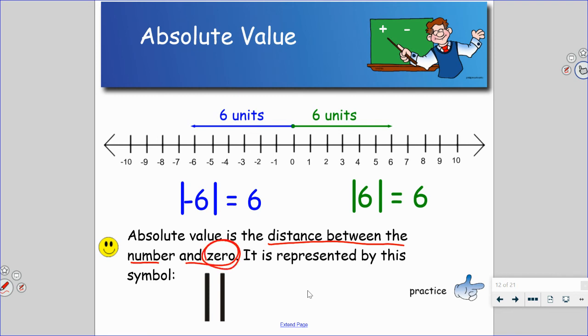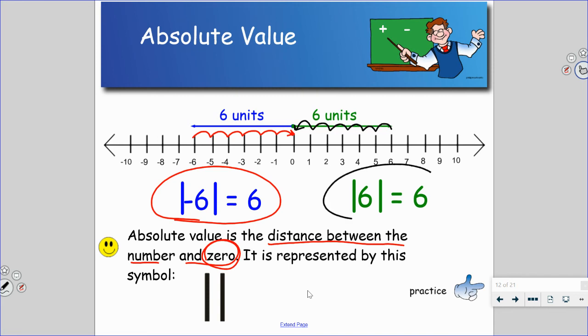So if we start at -6, it would take 1, 2, 3, 4, 5, 6 steps. So the absolute value of -6 is 6. On the other hand, the absolute value of +6 is 1, 2, 3, 4, 5, 6. It is also 6. Absolute value does not mean take the opposite. So the absolute value of 2 would be 2. The absolute value of 4 would be 4. The absolute value of -4 would also be 4. Absolute value does not mean take the opposite of such.